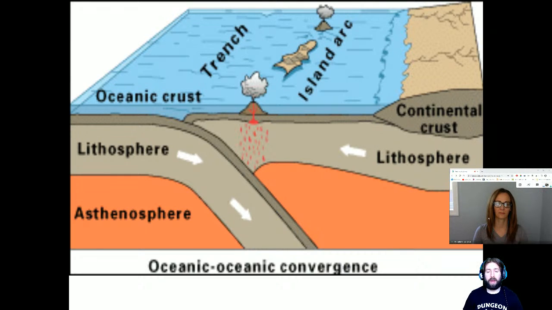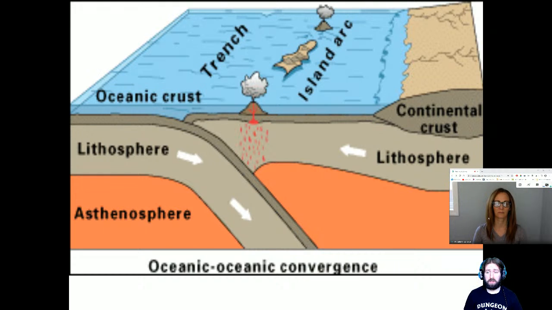This brings us to our last combination. So again, these are all convergent boundaries, where two plates are coming together. So we had oceanic and continental. We had continental and continental. The last thing we need to look at is oceanic-oceanic.